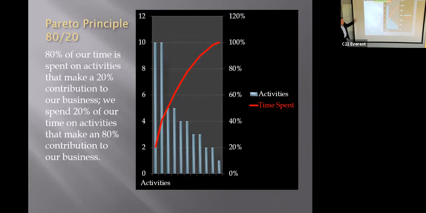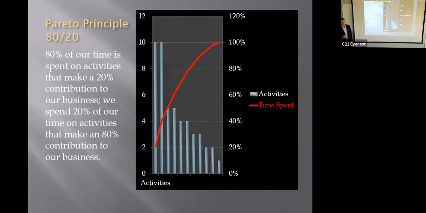This next one is what's called the Pareto Principle. This was discovered by a guy by the name of Vilfredo Pareto. You have all heard of it as the 80-20. What he found is that 80% of our time is spent on activities that make a 20% contribution to our business. We spend 20% of our time on the activities that make an 80% contribution to our business. He was an Italian economist, studying the economy in Italy.